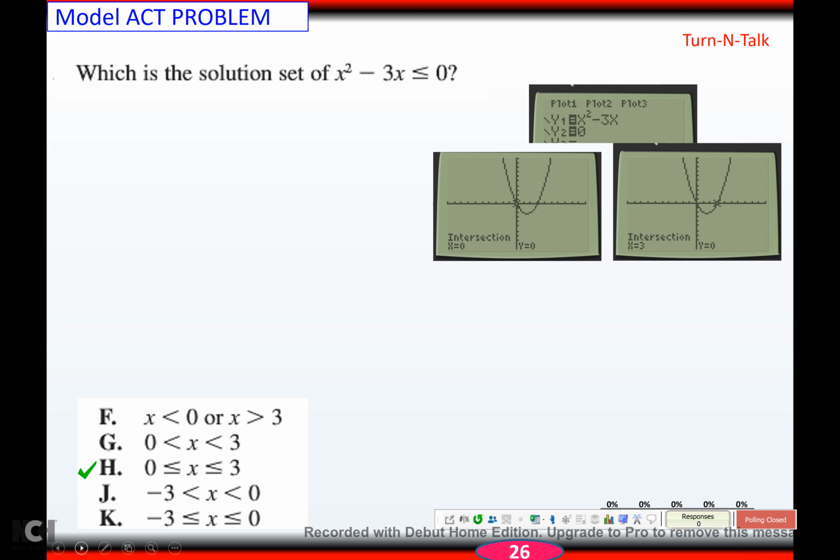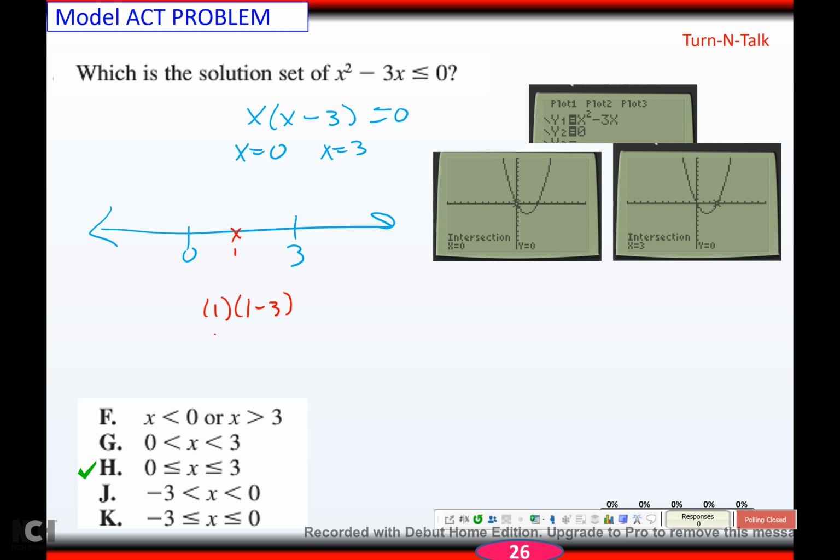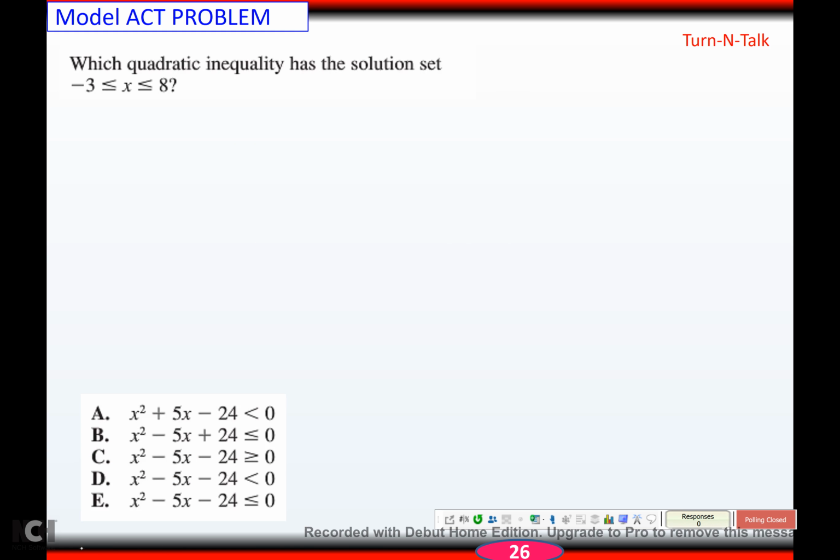And hopefully you got H. I could GCF an x out, which leaves x times x minus 3 equals 0, which gives me x equals 0 and x equals 3. Put them on a number line. Pick a section and test it. I'm going to test 1. So I'd have 1 times 1 minus 3. That's a positive times a negative, which is less than or equal to 0. So this section is true, which puts me between 0 and 3. All right, try this one, hit pause, come back when you're ready.